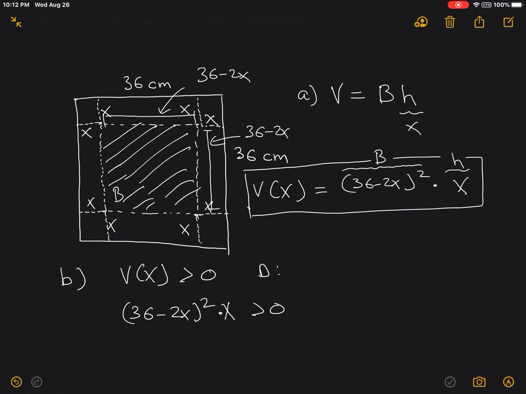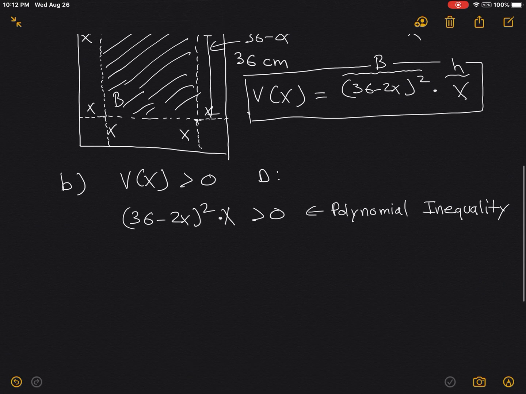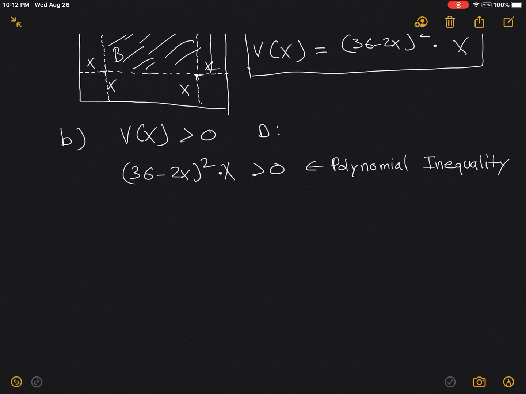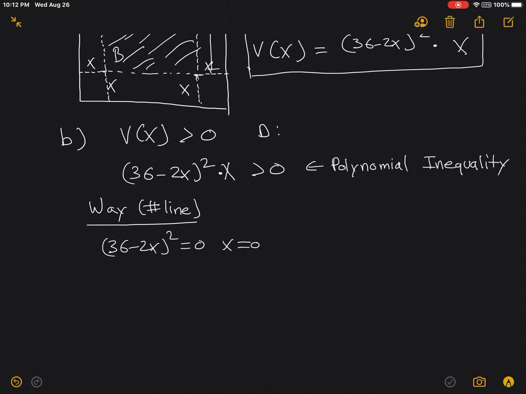Okay, so now you have to identify what kind of problem this is. This is a polynomial inequality. And the way you solve a polynomial inequality is just like how you solve a quadratic inequality. There are two ways you can solve. Way one is test on the number line. And if you remember, the way to test on the number line is you have to get the x-intercepts. So 36 minus 2x, quantity squared is equal to 0, and x is equal to 0.